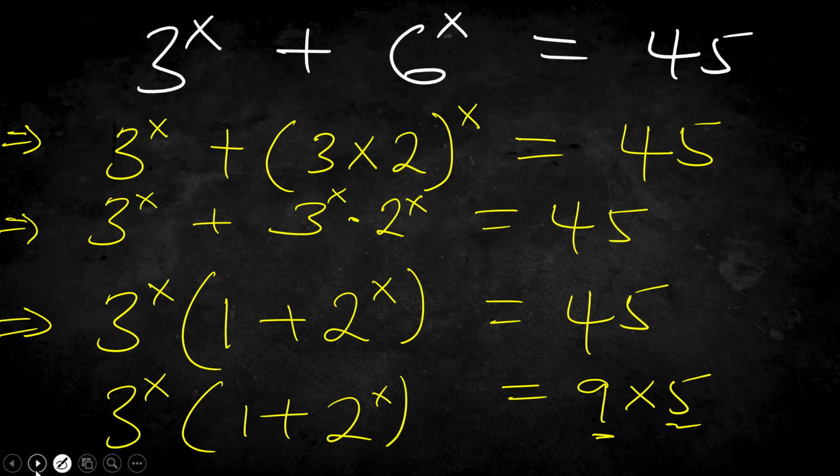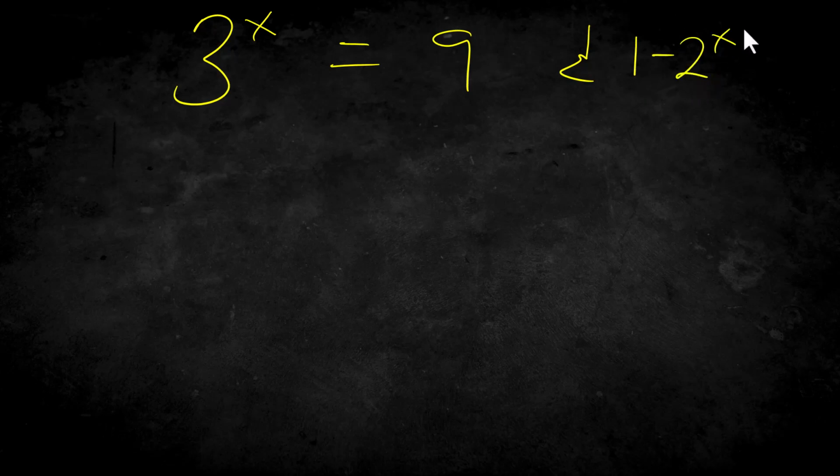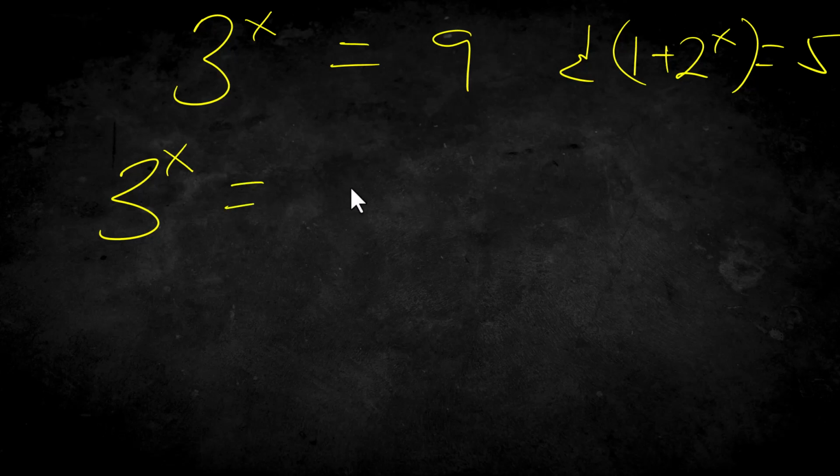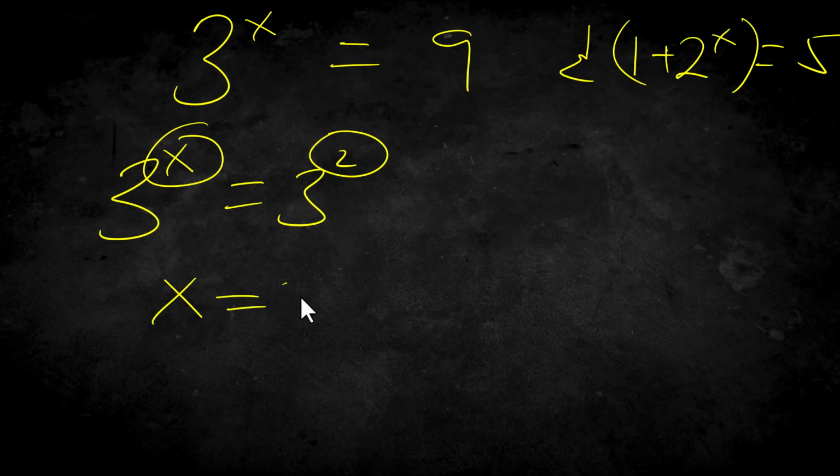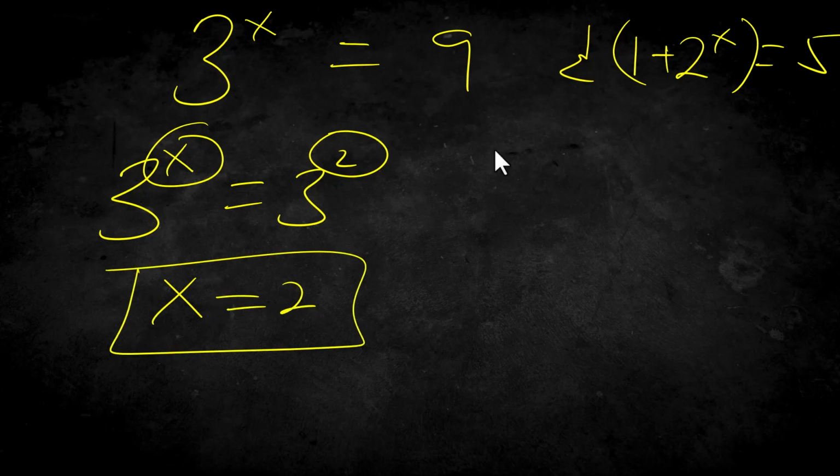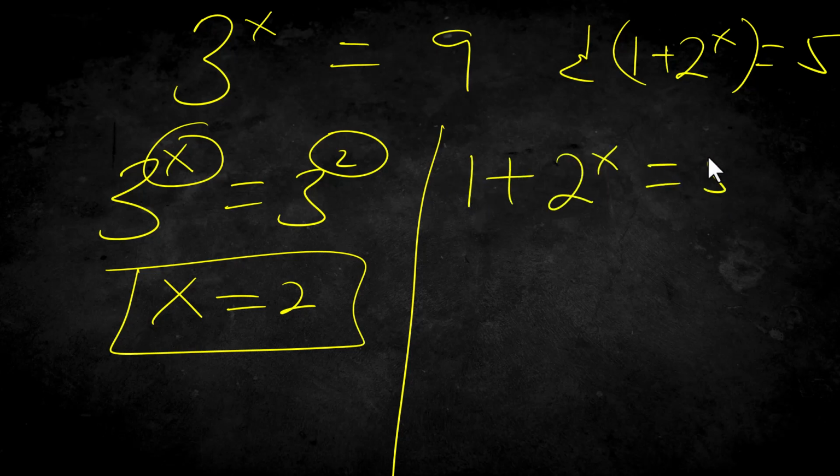Okay, so from here 3 raised to the power x is equal to 9, and 1 plus 2 raised to the power x also corresponds to 5. It's plus but not minus, it's plus. So this side will be 3 raised to x equals 3 squared, therefore x equals 2. And this side will be 1 plus 2 raised to x equals 5.